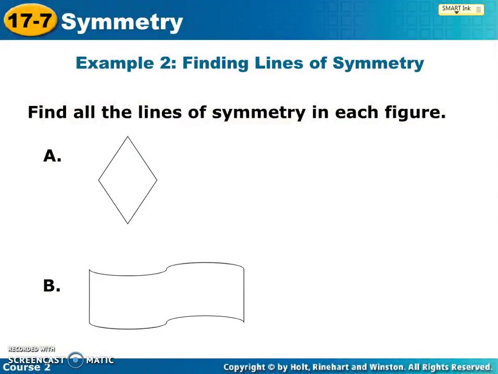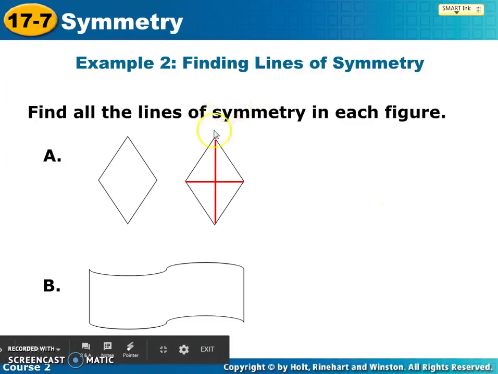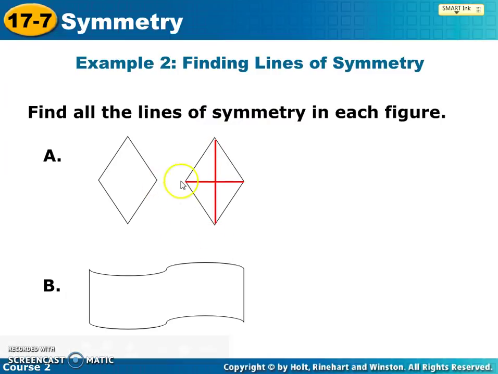All right, next then, find the lines of symmetry. It says find all the lines of symmetry in the figure. So letter A here, we have our diamond shape, and we are going to draw in everywhere we could cut it in half, basically, right? And there's actually two lines of symmetry in this figure. We can draw one right down the middle, so vertically, so our left and right would be able to match up, and we can also do a horizontal line, so we could fold it up and down for it to match.